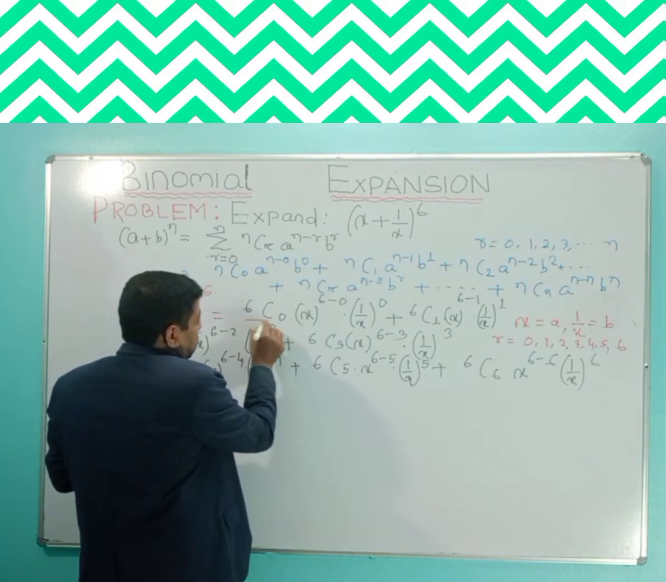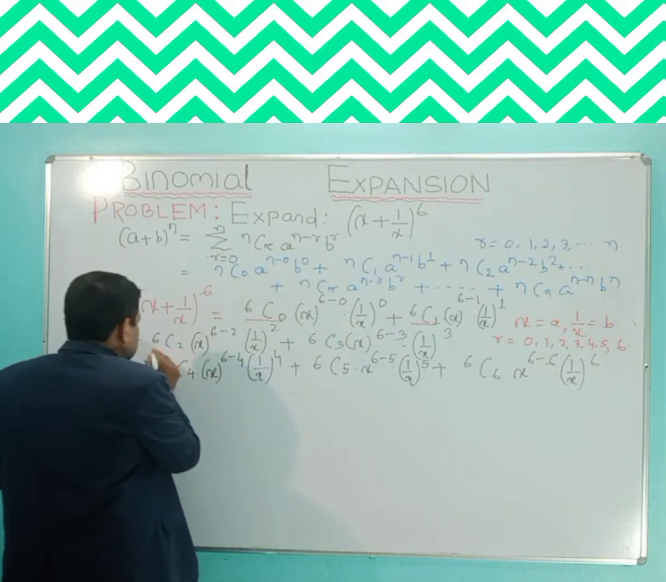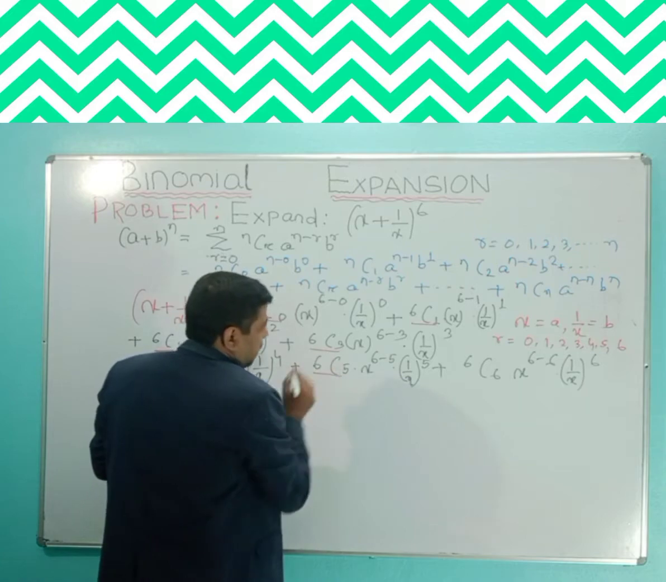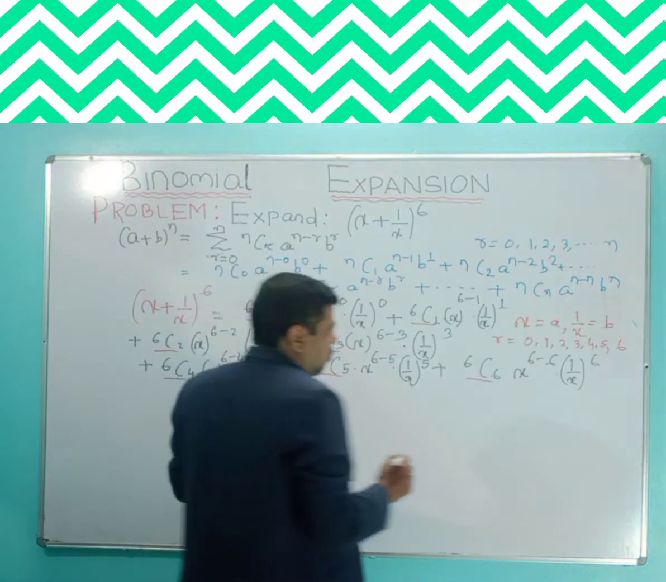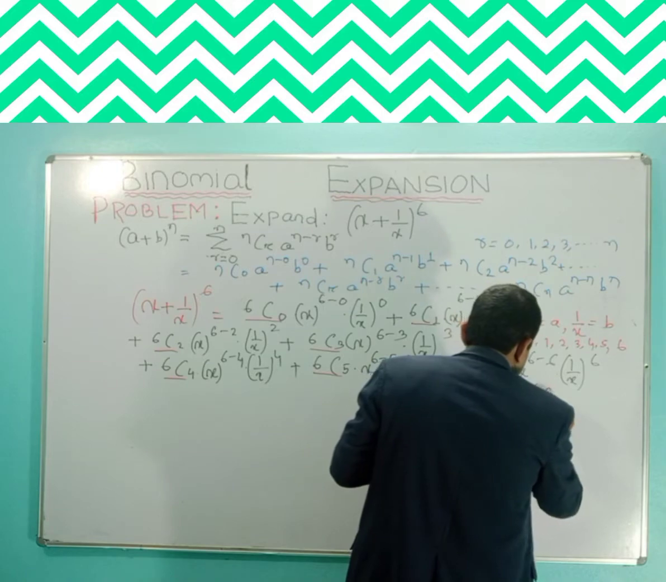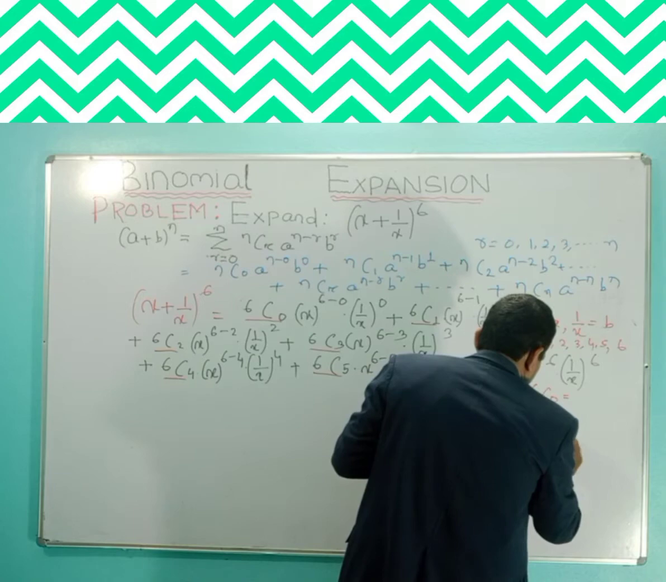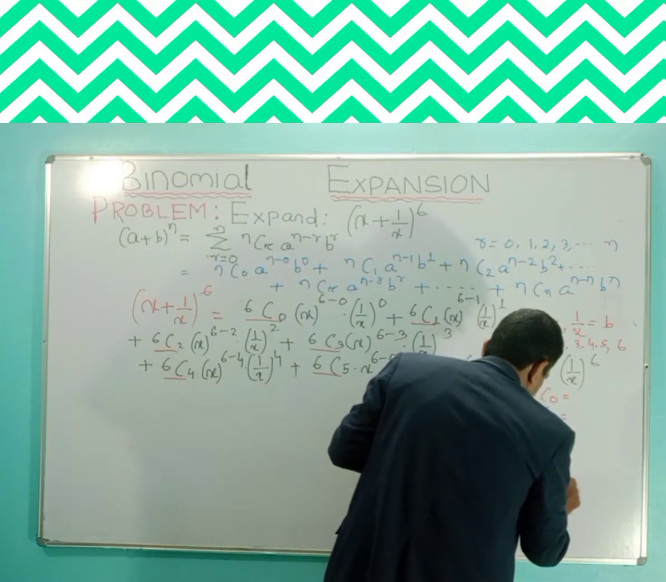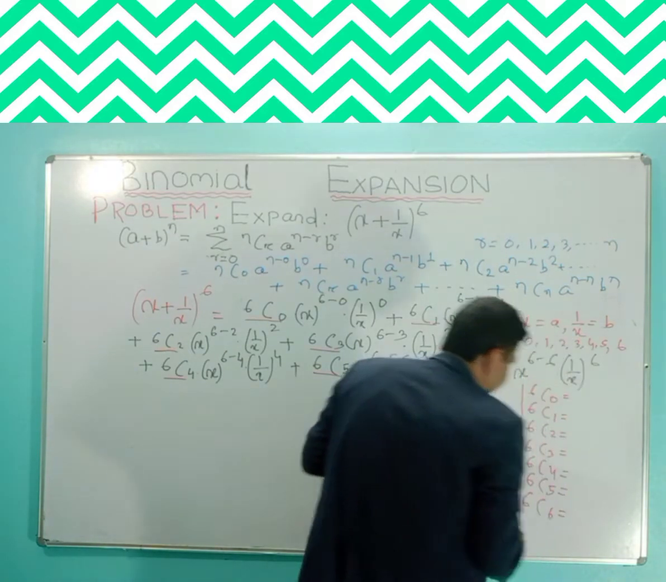They are 6c0, 6c1, 6c2, 6c3, 6c4, 6c5 and 6c6. These are the binomial coefficients. You have to find out their values first of all. We have to find out the value of 6c0, 6c1, 6c2, 6c3, 6c4, 6c5 and 6c6, right?